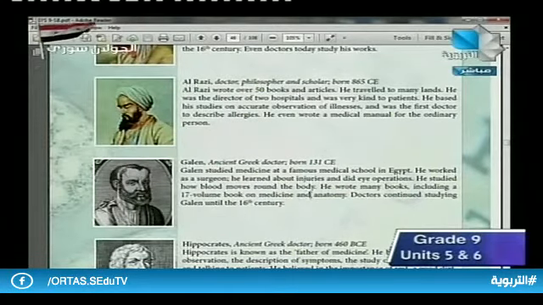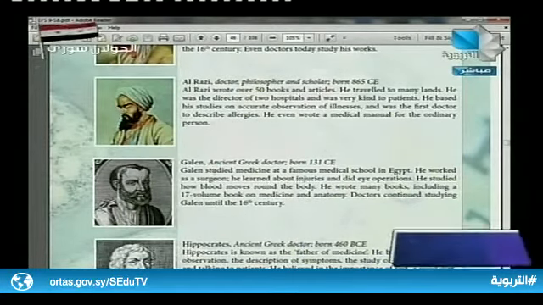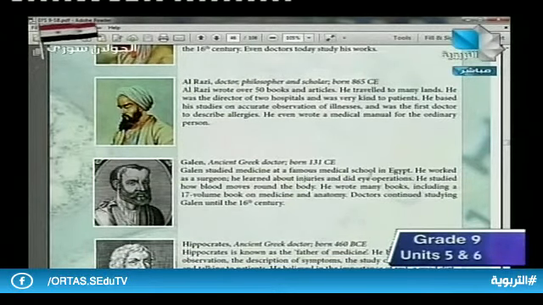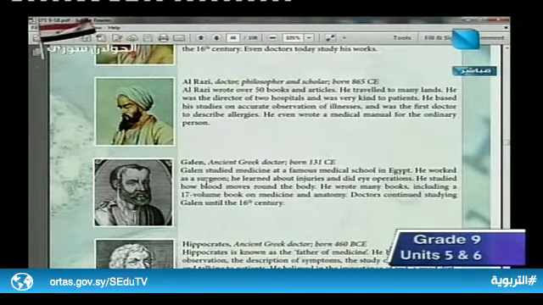Maybe you are reading from the old edition. Am I right? Galen studied medicine at a famous medical school in Egypt. He worked as a surgeon. What do you mean by the word surgeon? A person or a doctor who makes an operation.